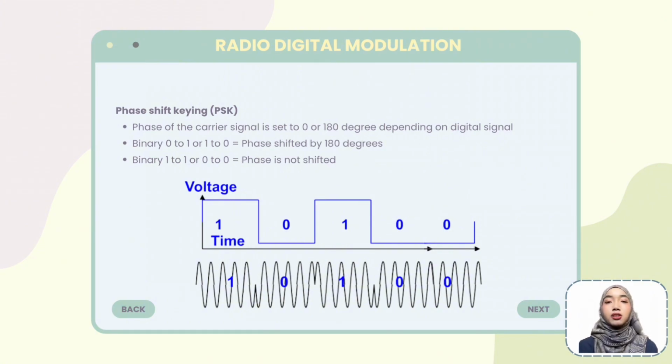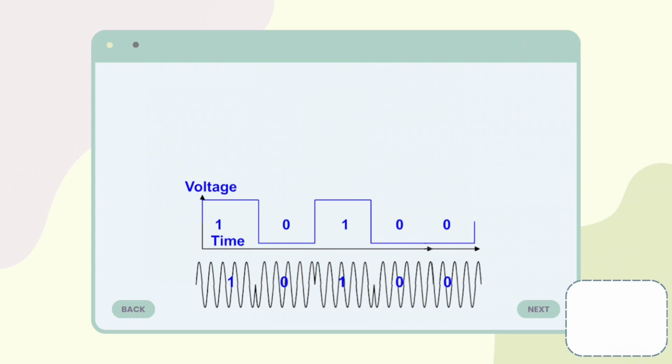PSK sets the carrier signal phase to 0 or 180 degrees depending on the digital signal. For binary 0 to 1 or 1 to 0, the phase is shifted by 180 degrees, while from 1 to 1 or 0 to 0, the phase remains unchanged.